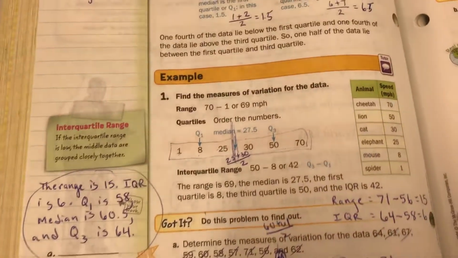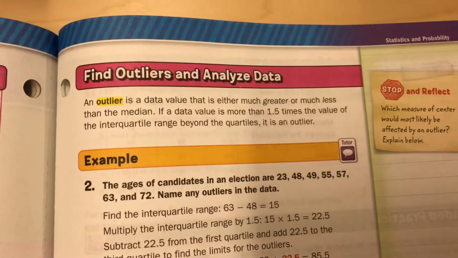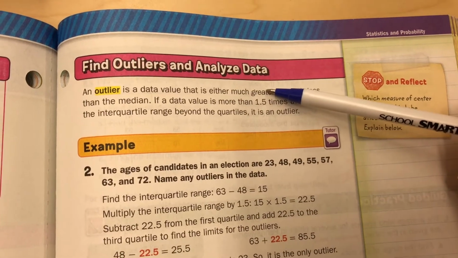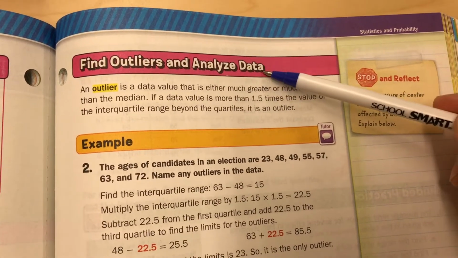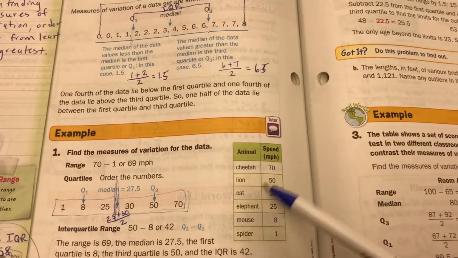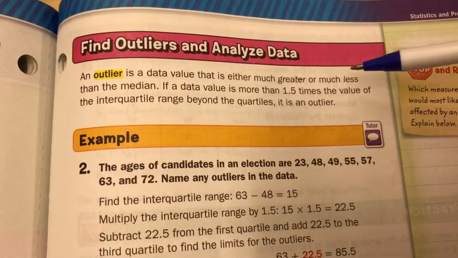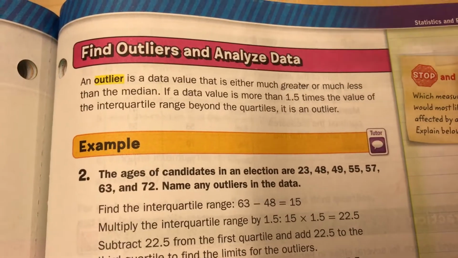Now, of course, when we go to the next page, there's always going to be something that makes things a little more complicated, and that is going to be finding outliers. We're also going to be analyzing data, so we're going to compare like animals to fish or something like that, and we'll compare the different data, the measures of variation. But first, let's talk about outliers.